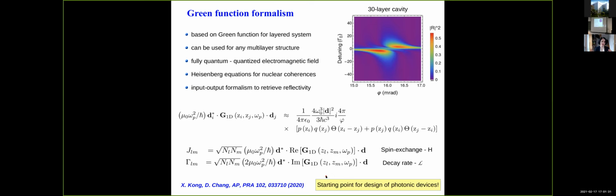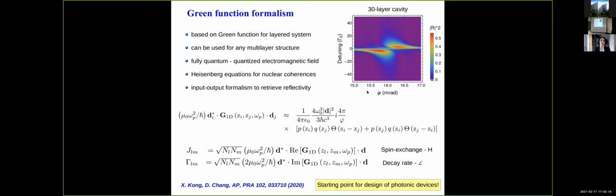I think this is the only slide with a lot of formulas, and I hope you'll forgive me for that. What I wanted to tell you is that we have just recently developed a Green function formalism, which can treat layered systems, however complicated. For instance, this is a theoretical result from a cavity with 30 resonant layers, and of course many other layers in between. This model can in principle be used for any multi-layer structure. We have compared the results of our quantum Green function formalism with semi-classical models from the layered formalism, and we see that we obtain perfect agreement.